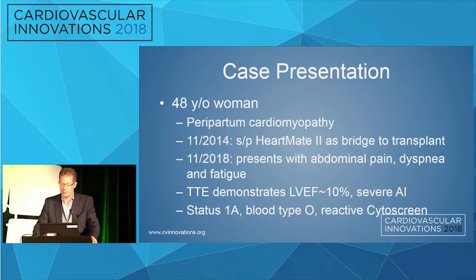This is a case of a 48-year-old woman who has had peripartum cardiomyopathy after her third child. In November of 2014, she had a HeartMate 2 as a bridge to transplant. Four years later, she was still doing relatively well, and she was being evaluated for transplant once again. However, it was noted that as her EF had continued to decrease, she had significant aortic insufficiency. And once again, as a transplant workup was being performed, it was noted that she had a very reactive cytoscreen.